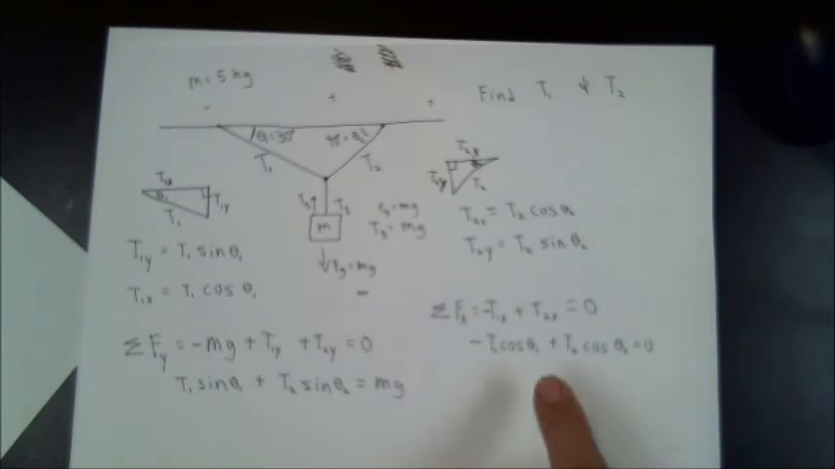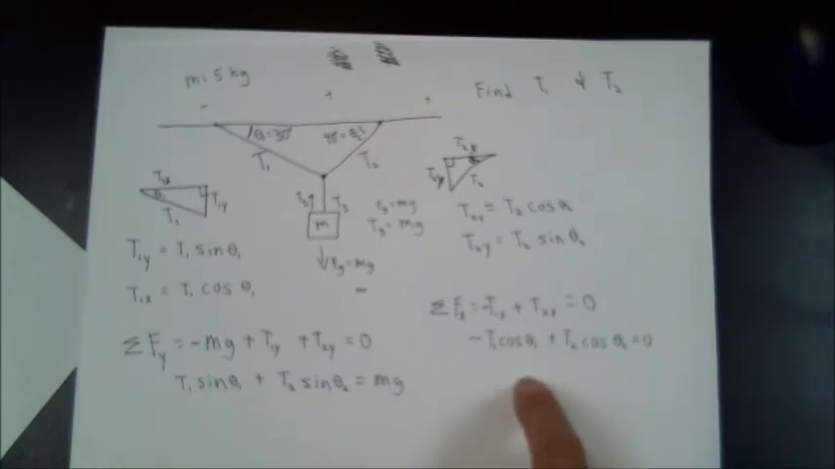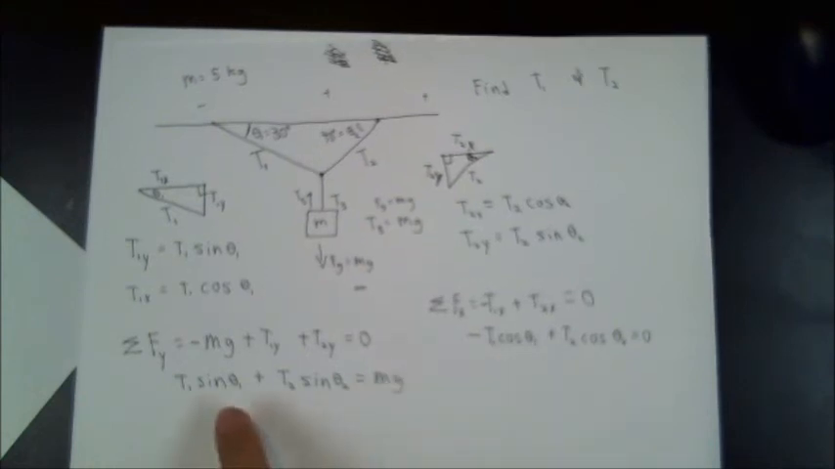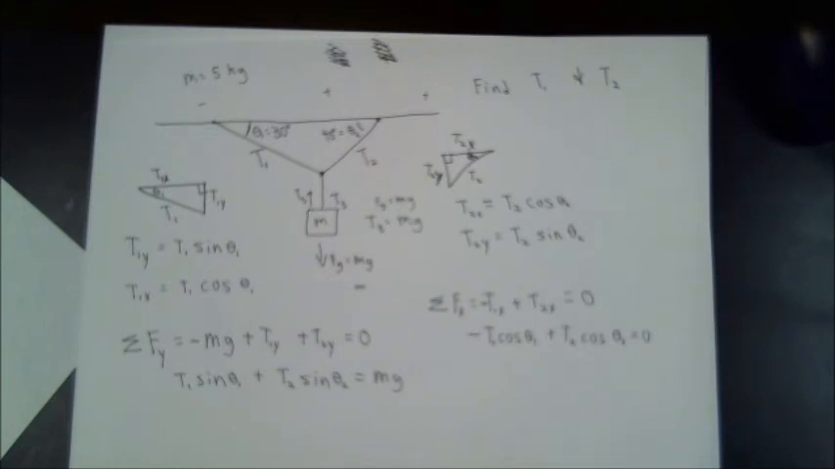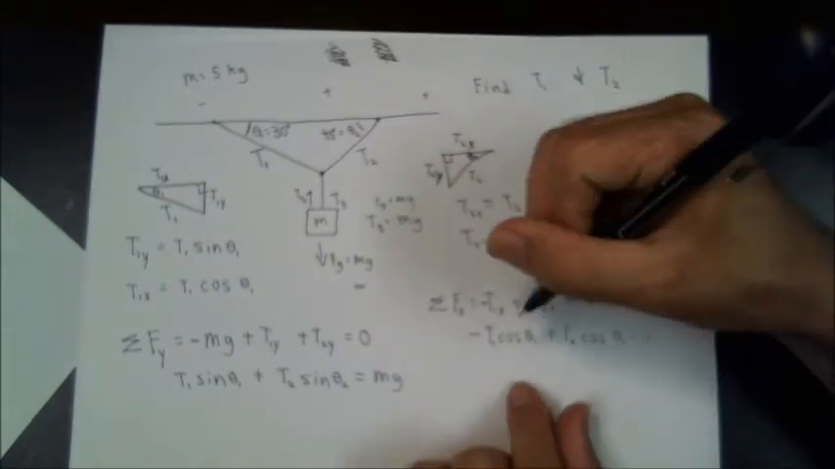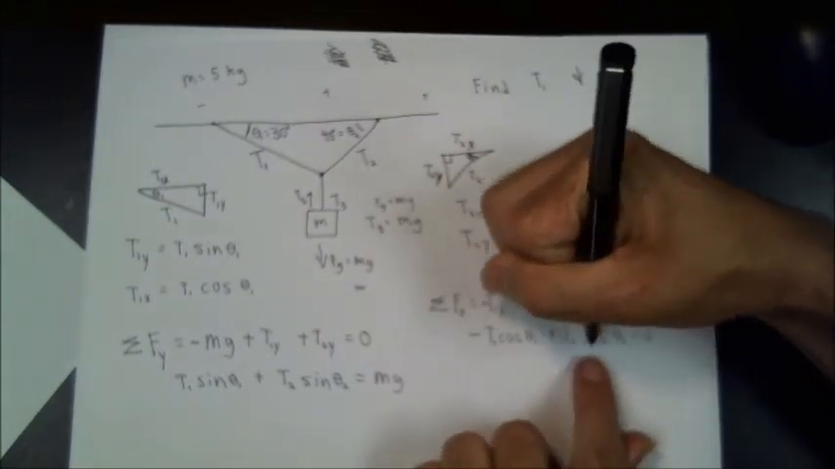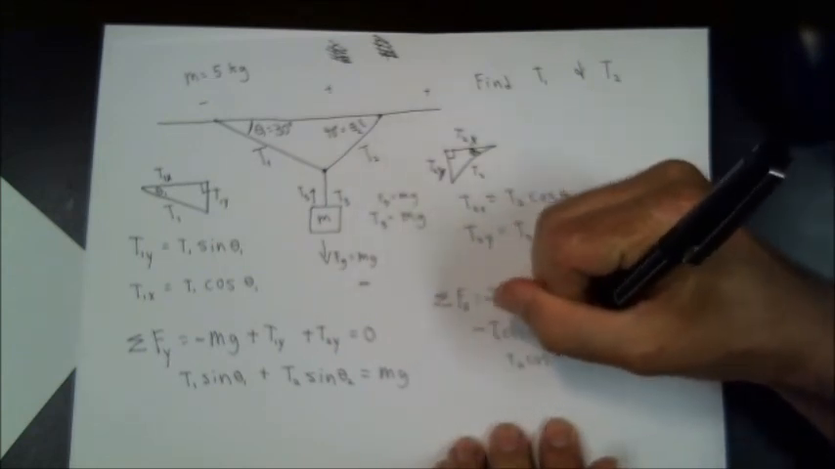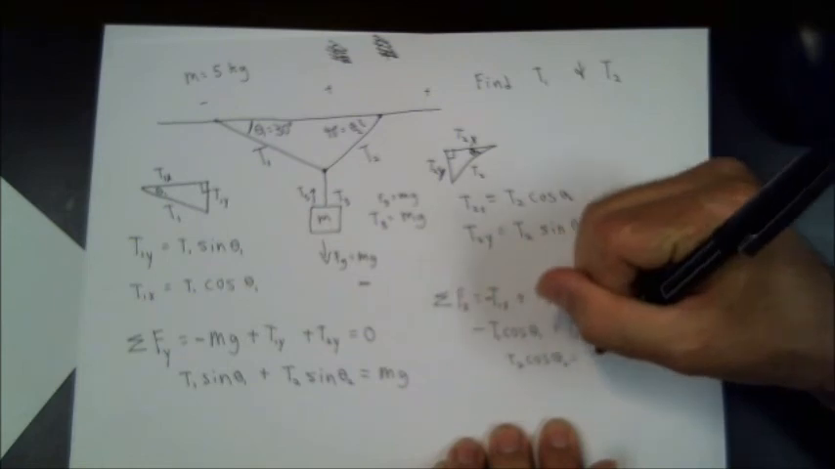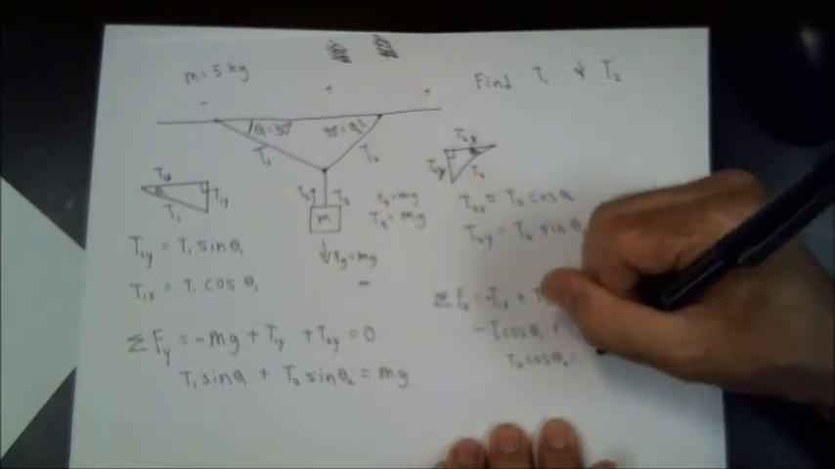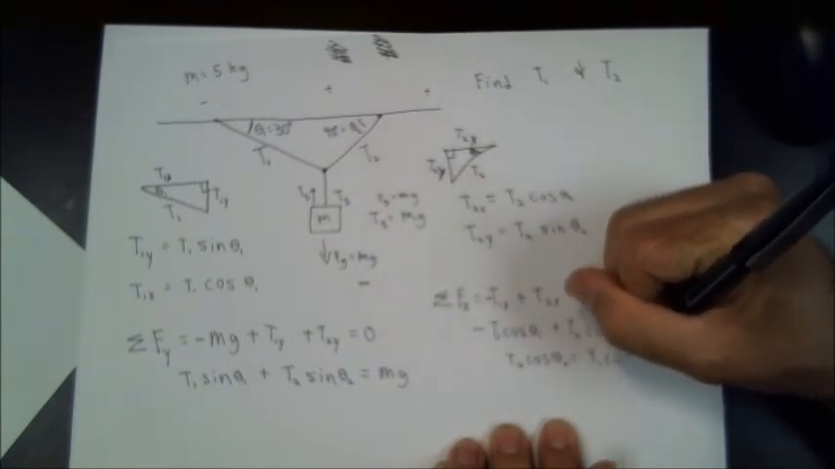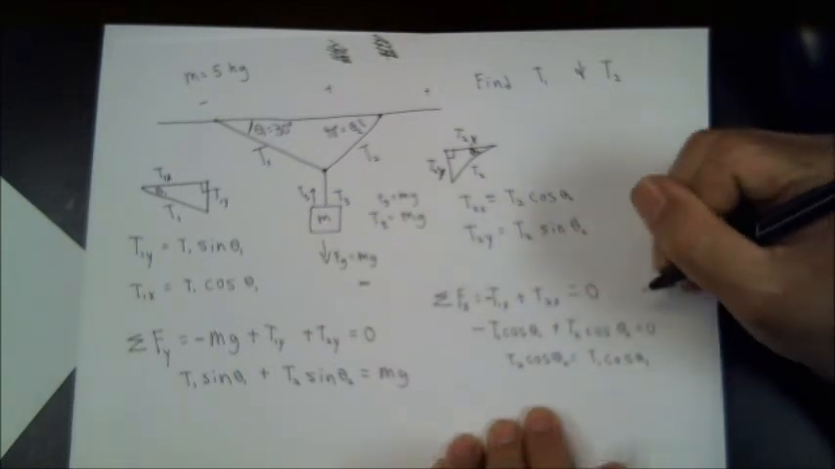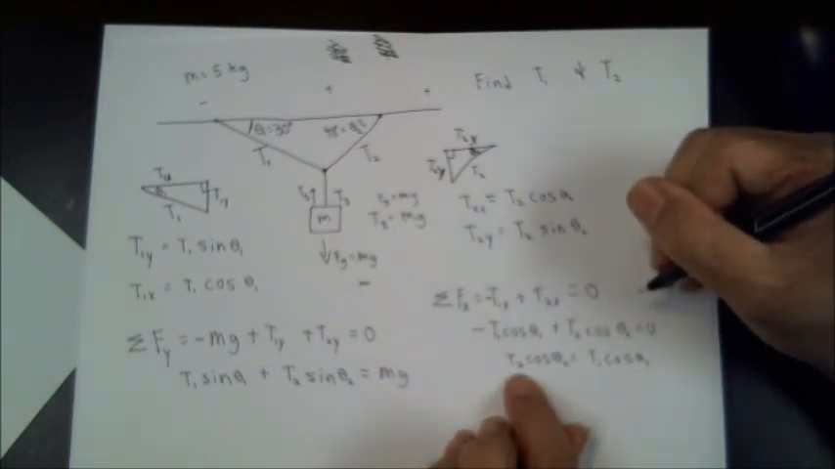I'm going to use the x direction because it's easier to use this one first and then plug it into y. I'm basically using substitution to eliminate one of the variables. So I'm going to bring T1 cosine theta 1 over to the right-hand side. So I get T2 cosine theta 2 is equal to, I add this over to this side, T1 cosine theta 1. I'm solving for T2 because I know what the angles are.